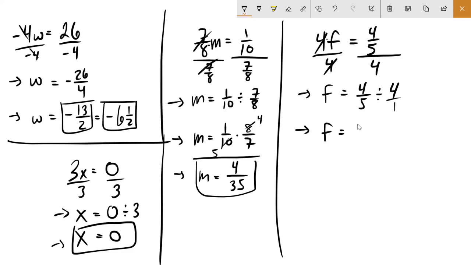And then, which one gets flipped? Well, it's always the one after the division sign. So you write it as 4/5 divided by 4, then that 4 over 1 gets flipped, becomes times 1/4. Well, what happens with those 4s, since there's one on top and one on bottom? They just cancel each other out, and your answer is just 1/5. Okay?